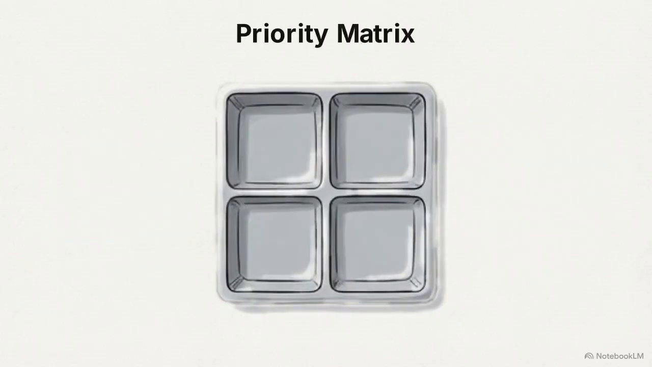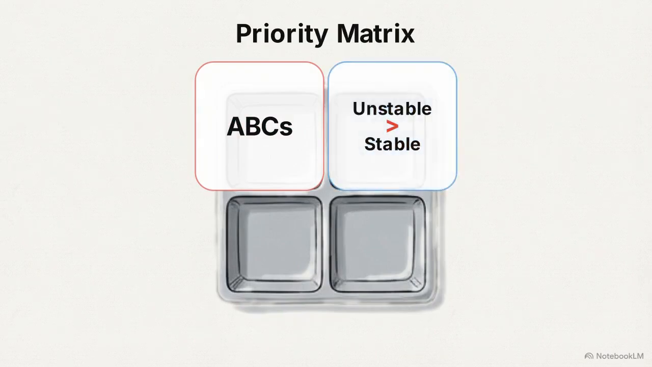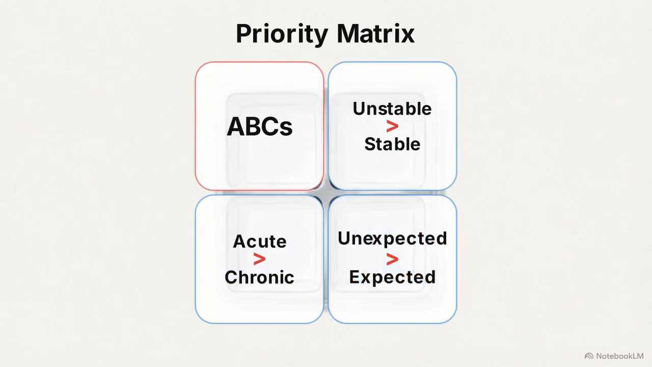This matrix shows the 4 foundational decision rules. First, airway, breathing, and circulation always take precedence. Second, unstable patients require attention before stable ones. Third, acute conditions demand action over chronic conditions. And fourth, unexpected findings are a higher priority than expected findings.